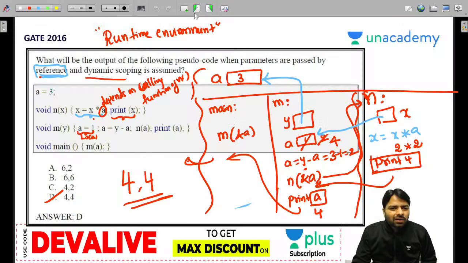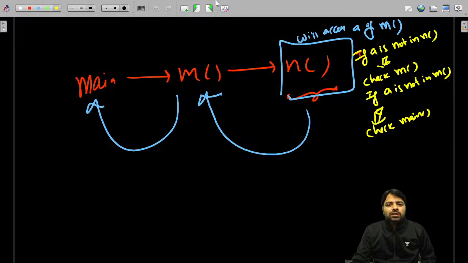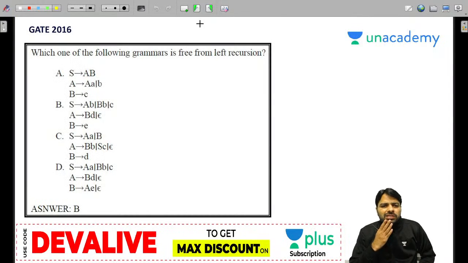Okay, how many 2016. Okay, next one. Which one of the following grammars is free from left recursion?